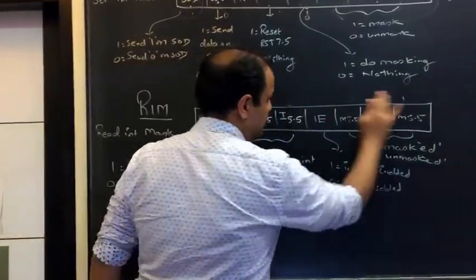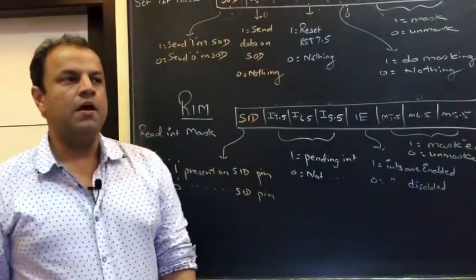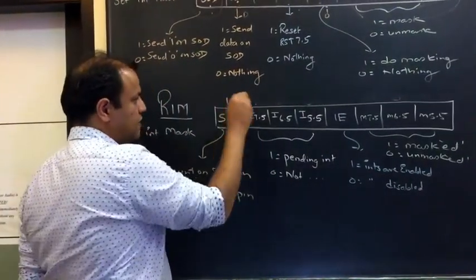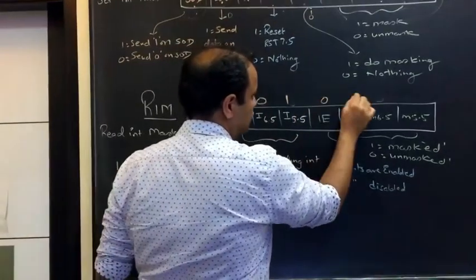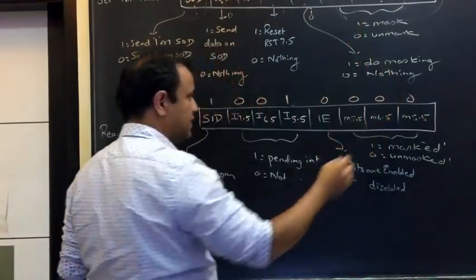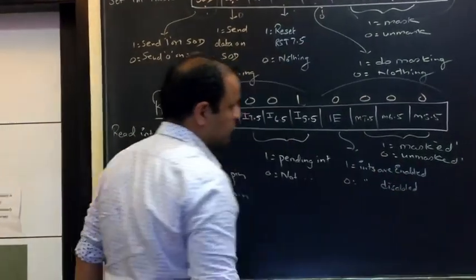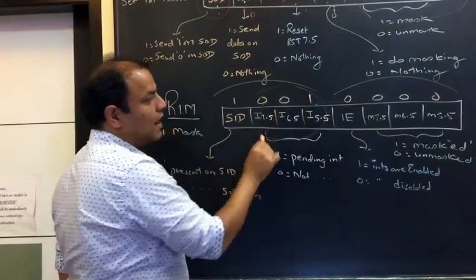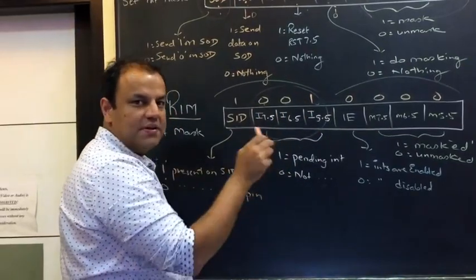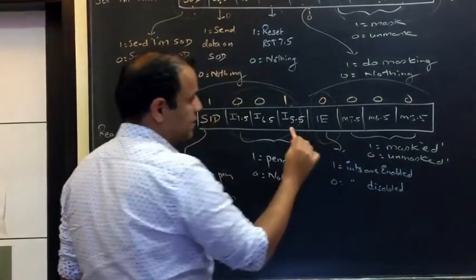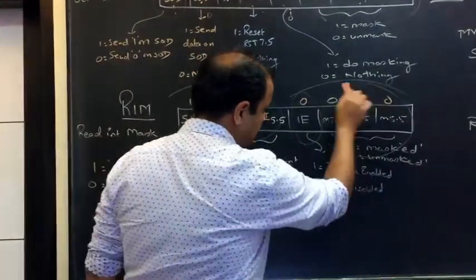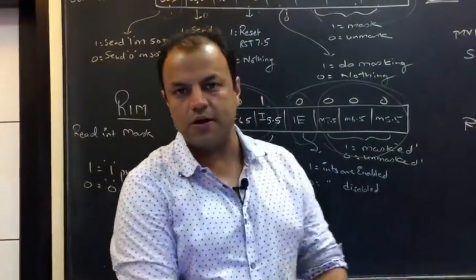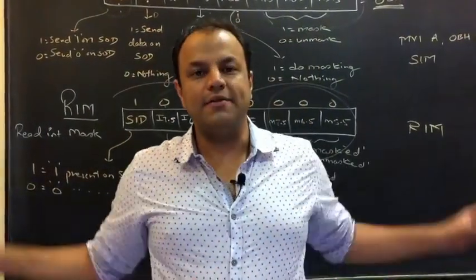As an example, suppose you get a question, this is common in Bombay University. Programmer has executed RIM and this is the pattern that he or she got. 1 0 0 1 0 0 0 0. What does that mean? First of all, what is this number? 90. What does this mean? Somebody has sent us 1 on the SID pin. RST 5.5 is pending, that means it has occurred but not yet been serviced. Interrupts are globally disabled and none of the interrupts are masked. Programmer has not used the masking option at all, so all interrupts right now are unmasked, but globally interrupts are disabled. That is it. So that was SIM and RIM instruction.